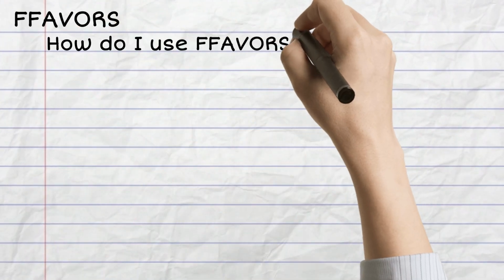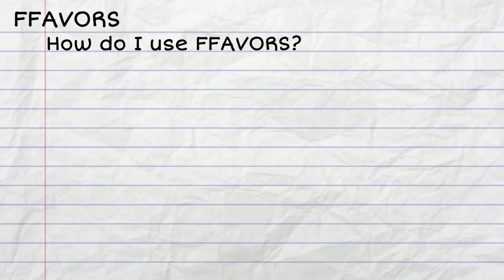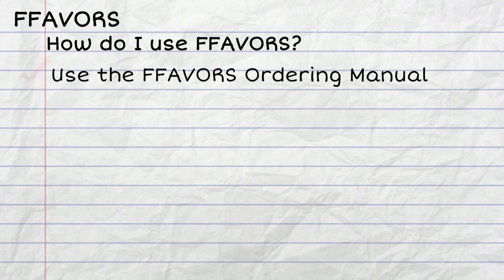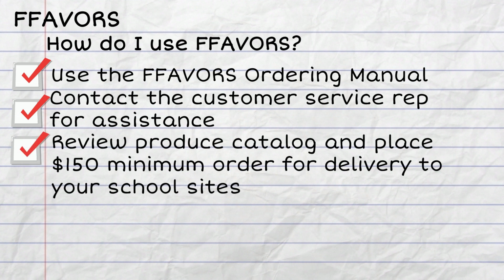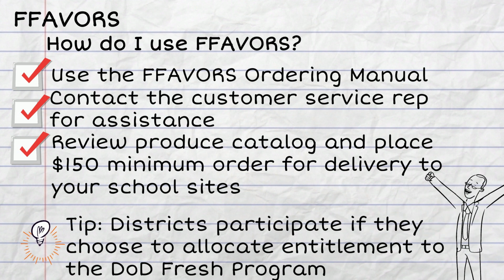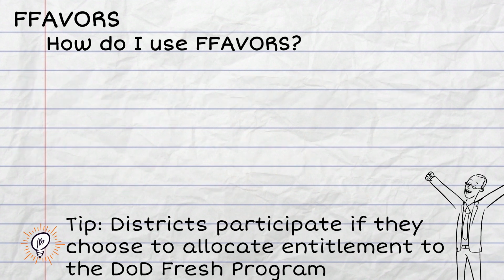How do I use Favors to successfully manage my DoD program? Use the Favors ordering manual that's provided on our website. Make sure you contact the customer service representative for specific assistance, and review the produce catalog to ensure you place orders that meet the $150 minimum order for delivery to your specific school sites. Keep in mind that districts participate if they choose to allocate funds to the DoD program.